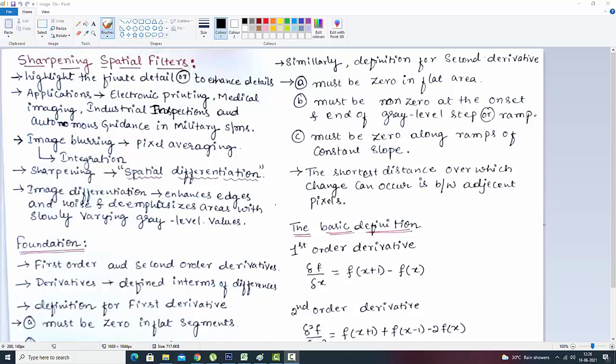So in the last chapter we have seen how to blur images, that means with the help of pixel averaging. Mainly with the help of pixel averaging we have done the blurring. But in this chapter, we are not only blurring as it is needed.